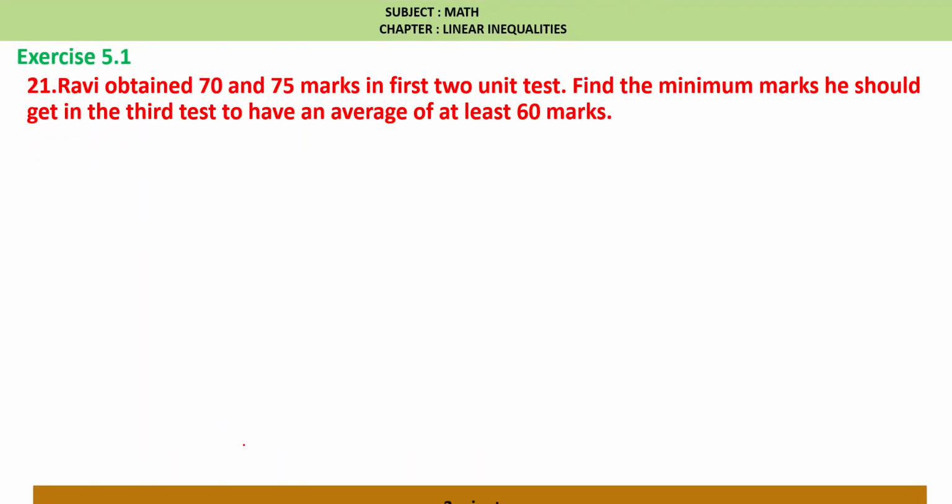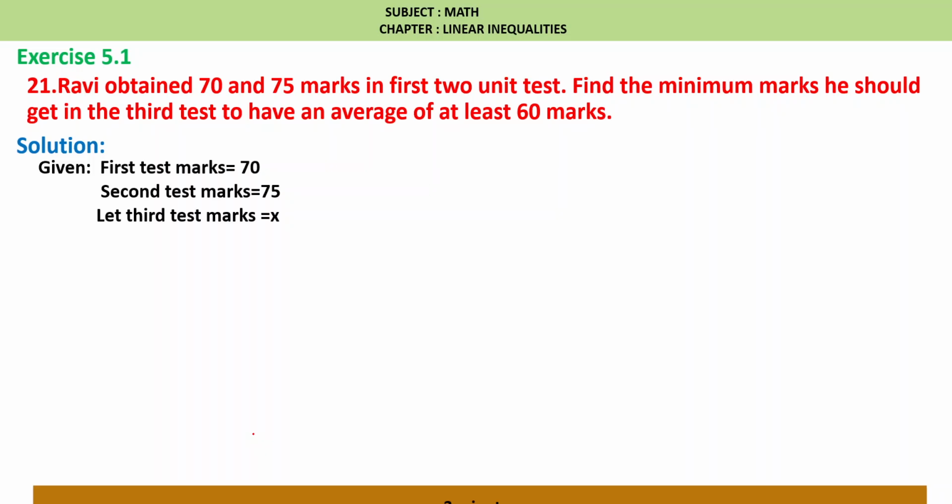Let's start. Ravi obtained 70 and 75 marks in the first unit tests. Find the minimum marks he should get in the third test to have an average of at least 60 marks. What is the first test marks Ravi got? 70. Second test marks? 75. So let us assume the third test marks is x.